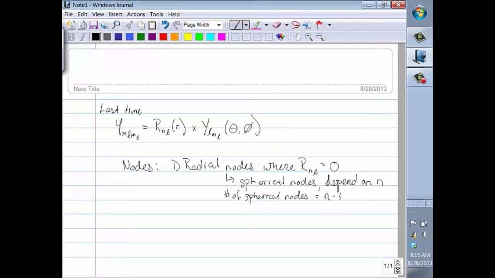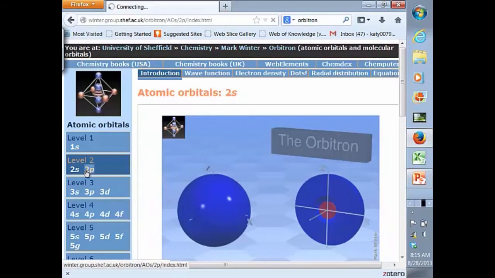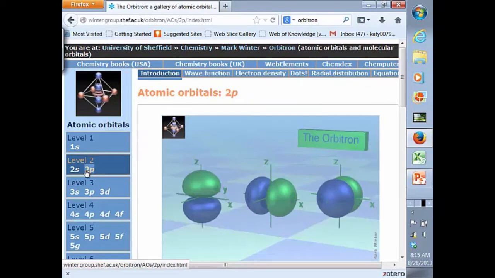But what about, let's talk about where n is 2, but L is 1. So the 2p orbital. Are there any spherical nodes in the 2p orbital? Let's look. Are there any spherical nodes there? There aren't any, right? There are boundary surfaces, but there aren't any nodes.